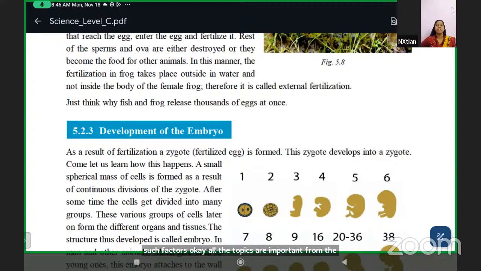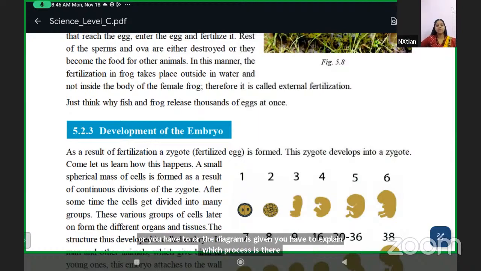We can keep a test of it. We can keep a test of the diagrams too. One test will keep all the diagrams. In that test also, questions will come in different manners. Suppose a diagram is given to you, you will be doing the labeling. Or a part of a diagram will be given, and you have to identify which part of what diagram it is. Or you have to make the diagram itself. Or the diagram is given, and you have to explain which process is there. Like that, I'll be making that paper, okay?